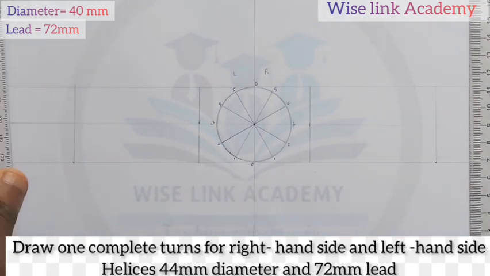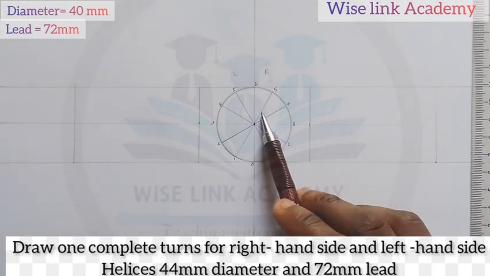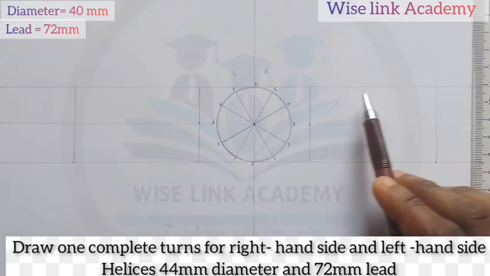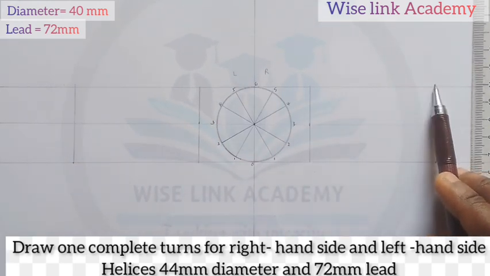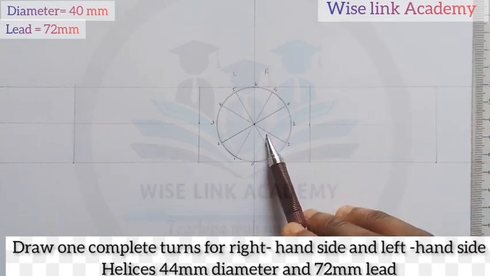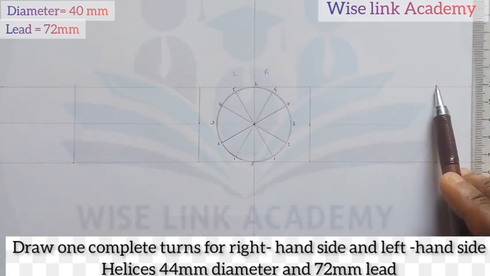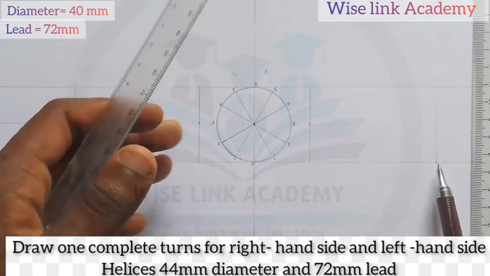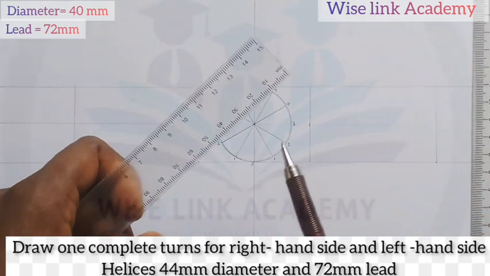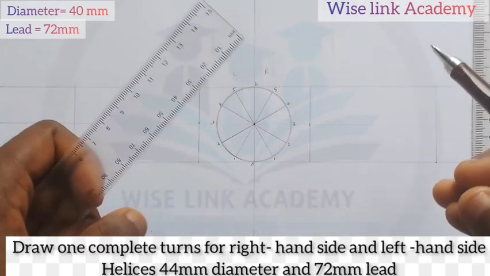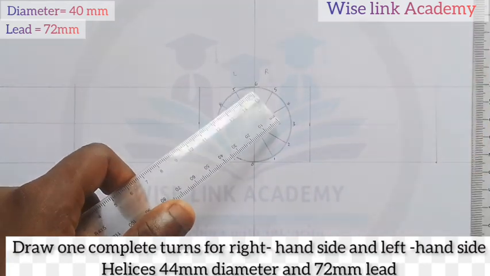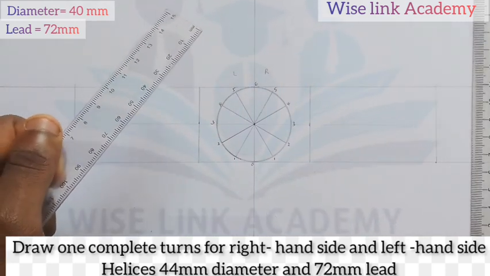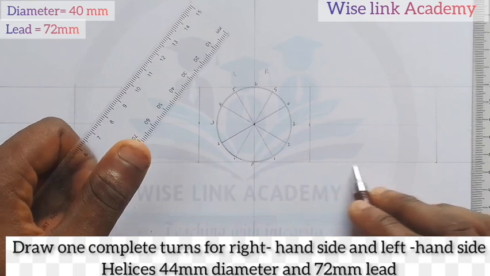Next up, listen. I divided the circle into 12. Similarly, I will divide the length of this into 12. If I divide the circle into 8, I will divide the length of this into 8. Now dividing this length into 12 equal parts will take us to the concept of how to divide a line. If you don't know how to divide a line, you can check the description of this video to know how to divide a line into equal parts.